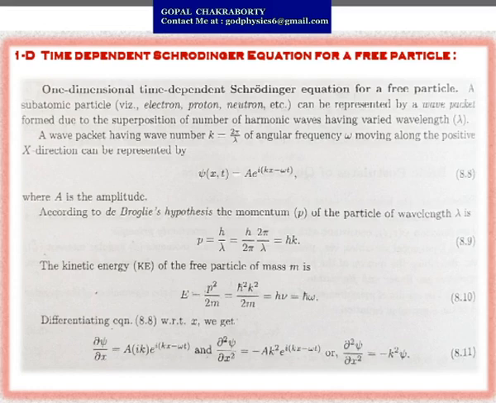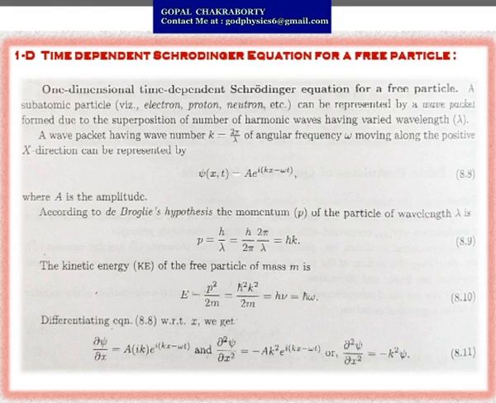Now as we know, according to the de Broglie hypothesis, the momentum of a particle having wavelength lambda can be written as p equals h by lambda, where h is the Planck constant. You can multiply this equation by 2 pi and divide by 2 pi, so that you get h by 2 pi into 2 pi by lambda, which equals h cut k. h cut is the reduced Planck constant. So your momentum equals h cut k.